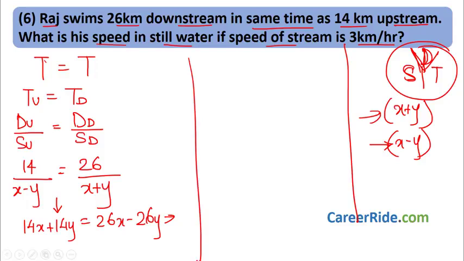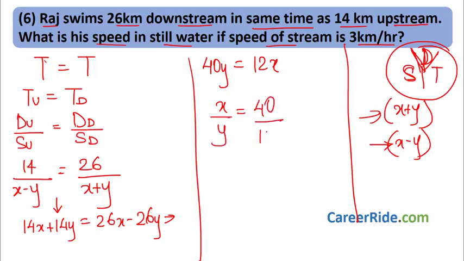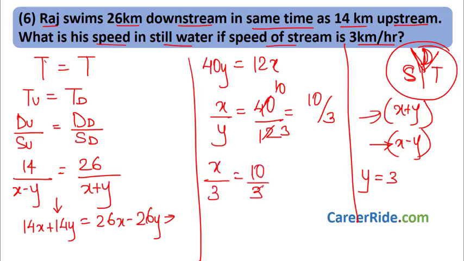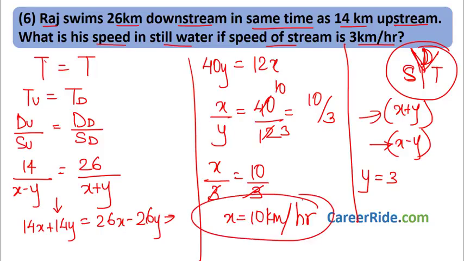Let us solve it in this column. What do we get? We come over here, that is 40y would be equal to 26 minus 14 is 12x. So x upon y would be equal to 40 upon 12, that is 4 10s are 4 3s are. So 10 upon 3 is x by y. Now what they have given is speed of stream is 3 kilometers. So the value of y is 3 kilometers per hour. So x upon 3 would be equal to 10 upon 3. This gets cancelled. x equal to 10 kilometers per hour. This is the speed of Raj in still water.